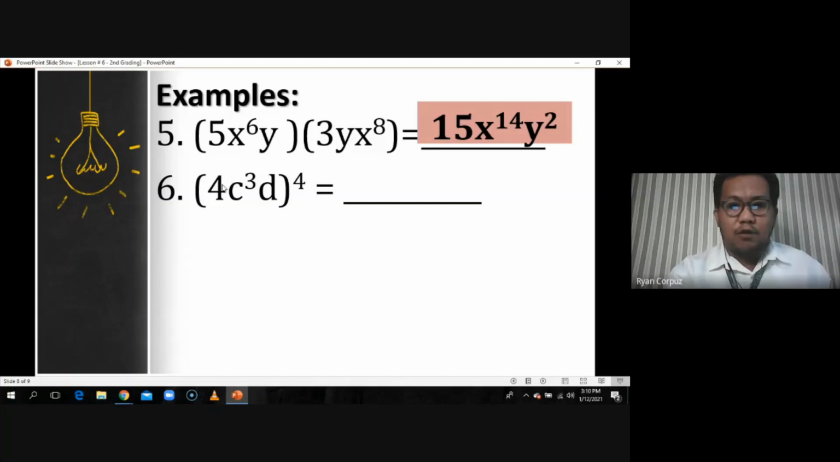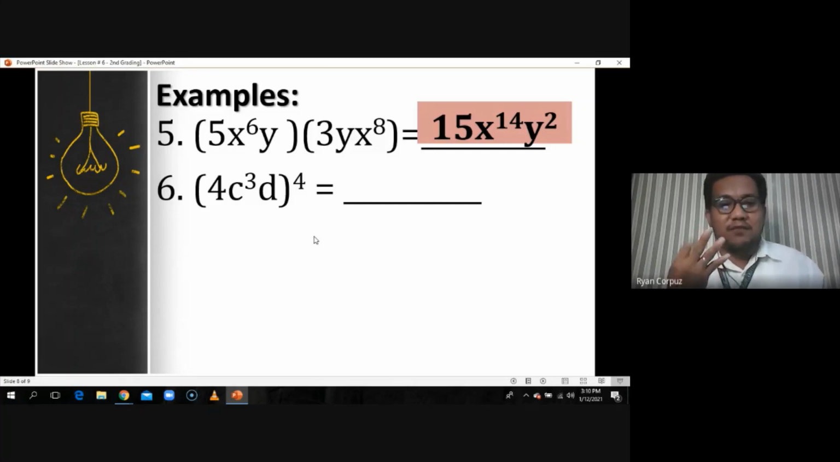So first, it will be distributed in 4. So magiging 4 raised to 4. Ano ba yung 4 raised to 4? And since your base is a constant, you still have to simplify it. That is using 4 four times as factors. That would be 4 times 4, that would be 16. 16 times 4, that is 64.